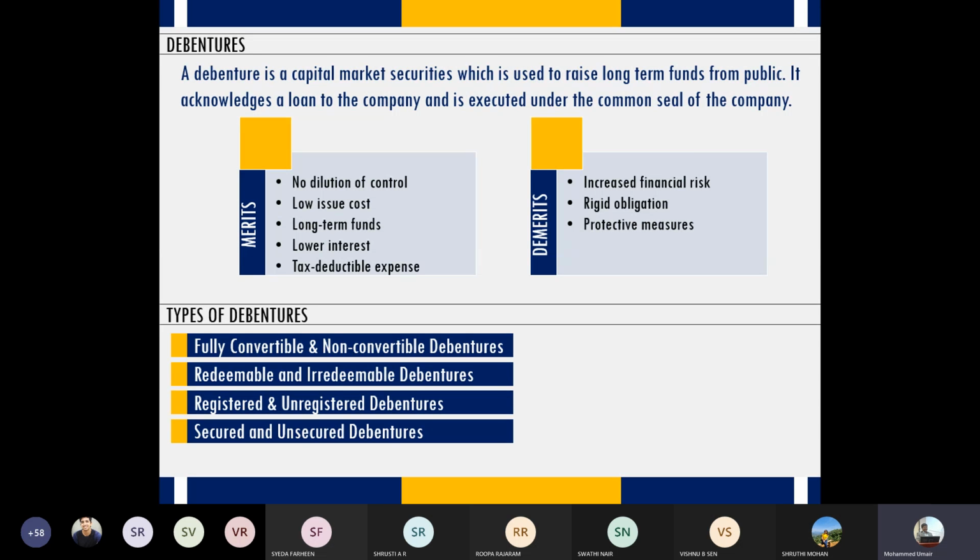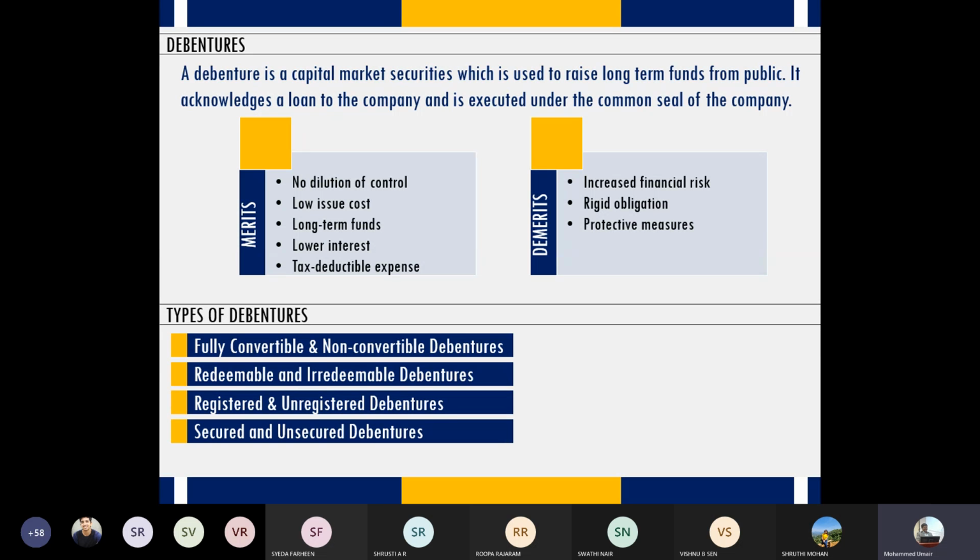So that's the advantage, that your money is not permanently locked, but you can get your money back by selling these debentures in the stock market. And you also get interest regularly. Redeemable debentures, after a certain time, you will get back your money. Now we also have registered and unregistered debentures.